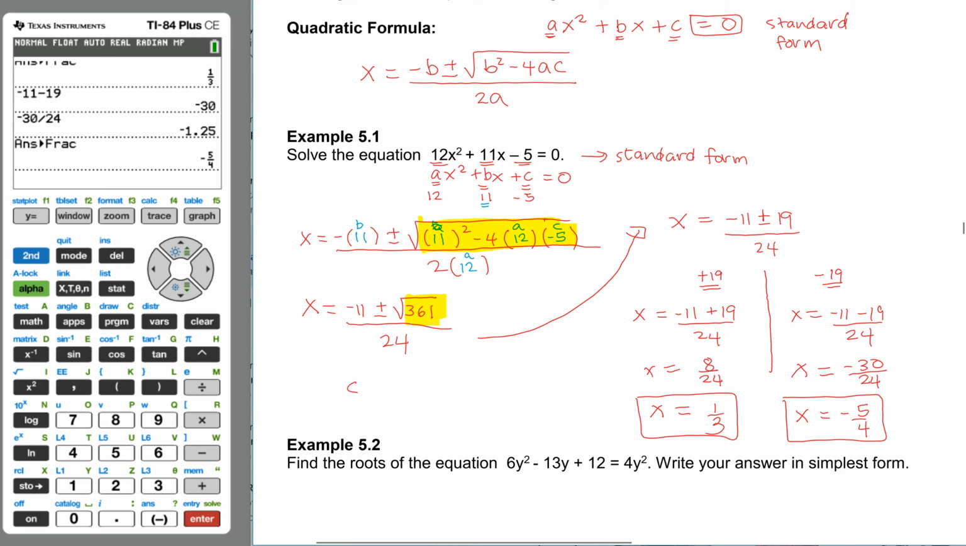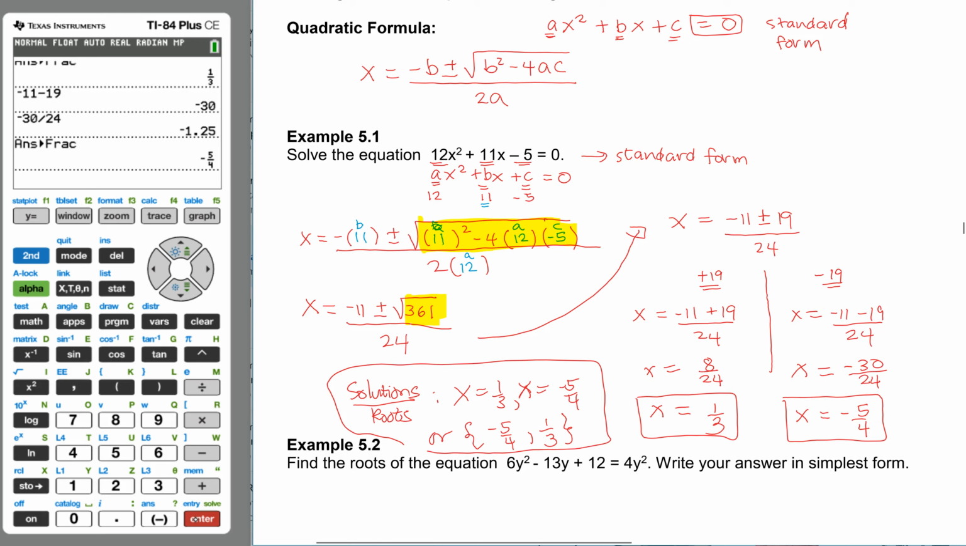So therefore that would be our solutions, or the roots, or we call them roots of the quadratic equation. I would say x equals 1/3 and x equals negative 5/4. Or I can just write this one in terms of set notation. So this should be negative 5/4, and you have here 1/3. The order here doesn't matter, so I can write that one in any order. So this would be my final answer.